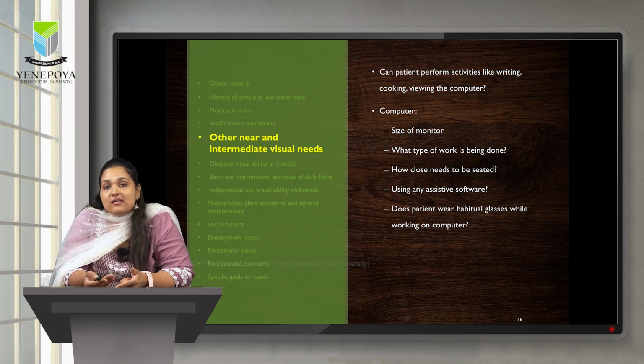Any assistive devices, like nowadays so many assistive devices like Magic or JAWS or other things are available which can increase the size of the screen or the letters in the laptop. So, is he already using any assistive software? Does the patient wear habitual glasses while working on the computer?